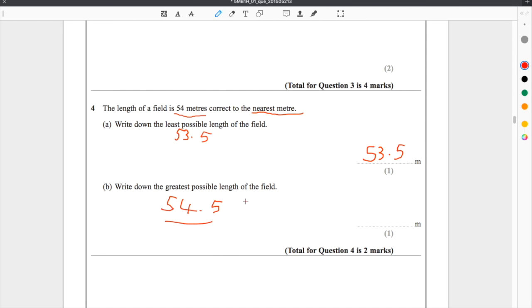And it's perfectly acceptable to argue that, well, usually we round upwards, so I'm going to say this is 54.49 recurring. Because this is technically the greatest value we can use that would still round down. And you'd definitely get the mark for putting that. However, in the mark schemes, you would see this value. So it's always worth putting 54.5, even though, yes, indeed, it does usually round up. That's the greatest length of the field. So either of these are acceptable answers.